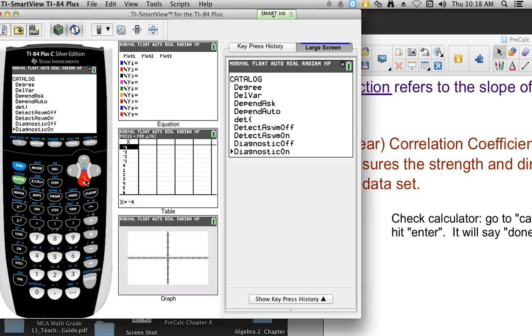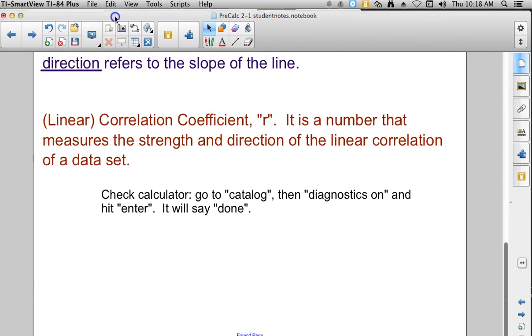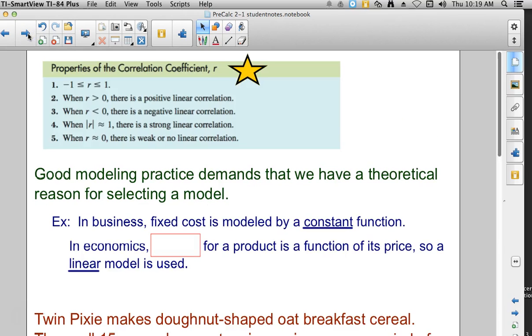So diagnostics on and enter twice, because the first one is just selecting diagnostics on. On the main screen, that's when you execute. So when it says done, you know you're going to see that R value when you're working through your correlation. So, like it says down here, just wanted to make sure that everybody checks that at some point. Having your diagnostics on, seeing that it says done, so you know you have what you need to do the homework and talk about whether or not you have the weak positive, the strong positive, the weak negative, or the strong negative.